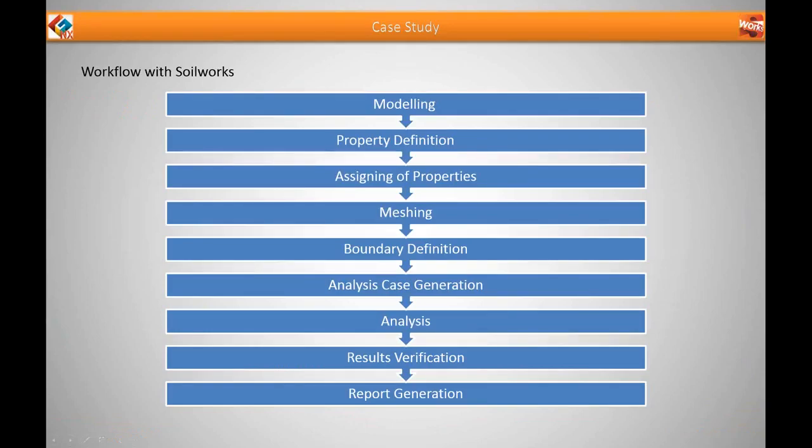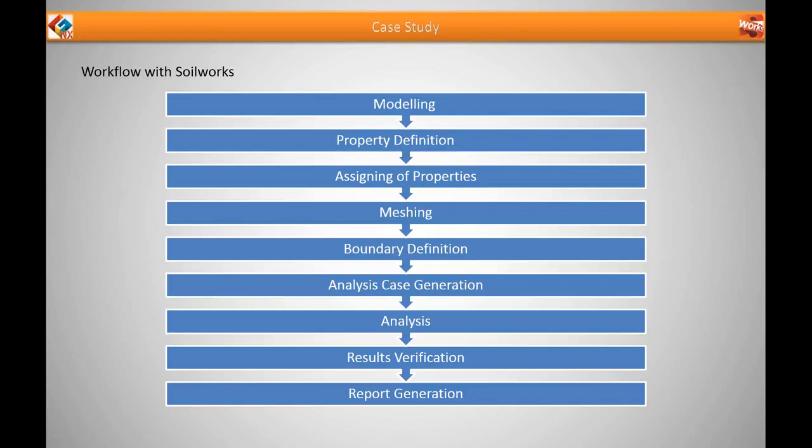So the workflow with SoilWorks is as follows. First of all, you need to do the modeling, that is, you have to create the initial model. Then you need to define the property, that is the ground material property and the structural properties. Then you need to assign these properties, that is the structural and the ground materials property, to the model. Then we perform the meshing, boundary definition, the analysis case generation, performing the analysis, getting the results, and finally the report generation.